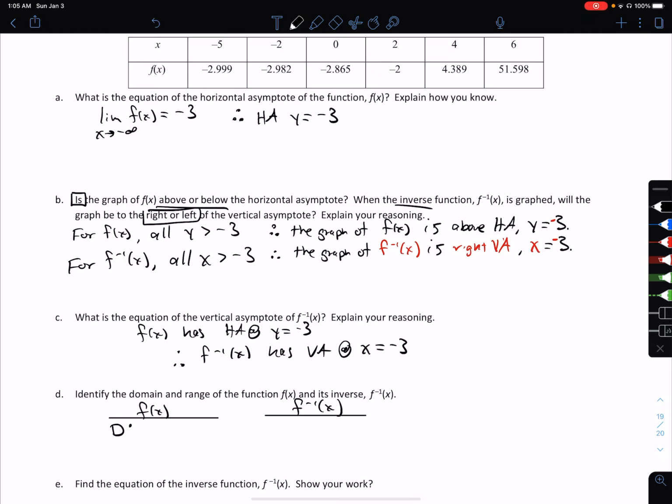The domain of every exponential function is -infinity to infinity, which means the range of the inverse is -infinity to infinity. The range for f, we said that there was a horizontal boundary at -3, and we said the graph was above it. So that means we're going to be going from -3 to infinity, which means the domain for the inverse is going to go from -3 to infinity.